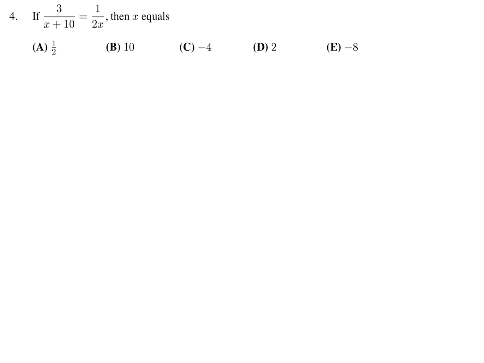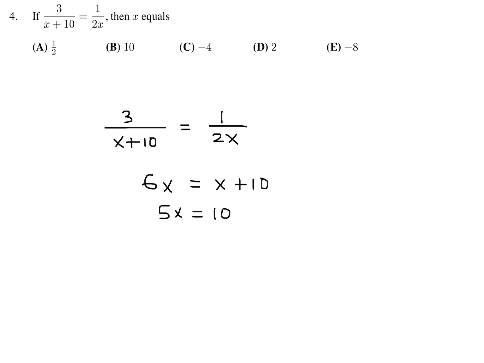If 3 over x plus 10 is equal to 1 over 2x, x is equal to, all right, 3 over x plus 10, 1 over 2x. You can cross multiply, and that will give you 6x is equal to x plus 10. And then that will be 5x is equal to 10, and therefore x is equal to 2. So number 4, the answer is D.